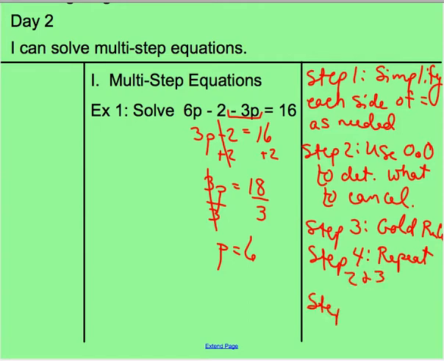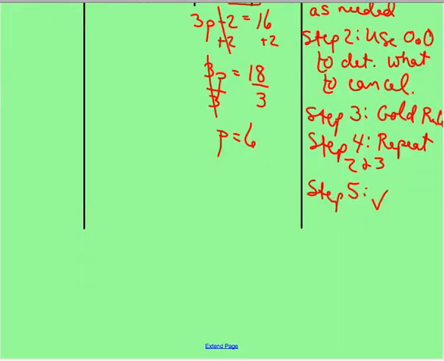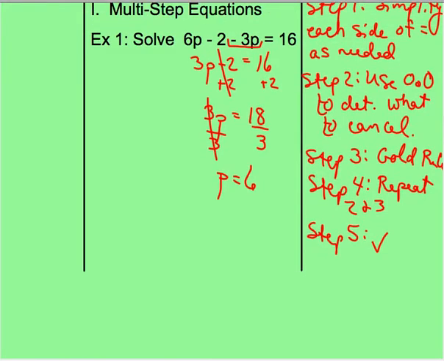And step 5, check. All right, so I'm going to substitute 6 back into my original equation, which I'm not remembering off the top of my head. So into the original equation, not the simplified equation, because maybe we made a mistake simplifying, and that got us the wrong answer. So going all the way back to 6 times, substituting 6 for p, minus 2 minus 3, substituting 6, equals 16. So now I'm going to use order of operations to simplify.